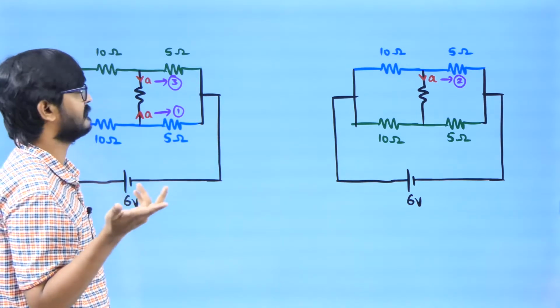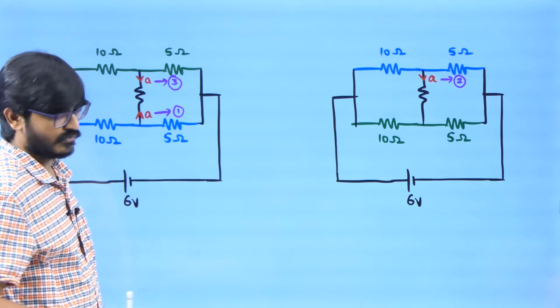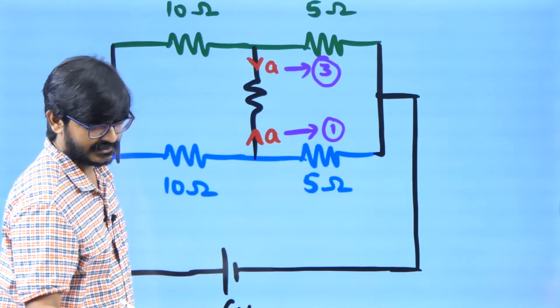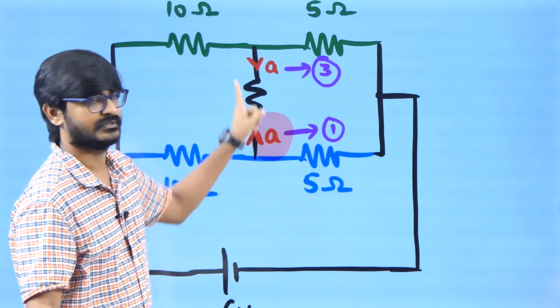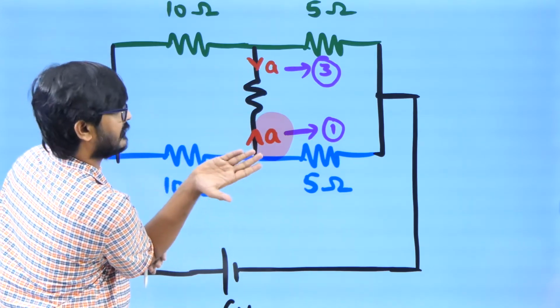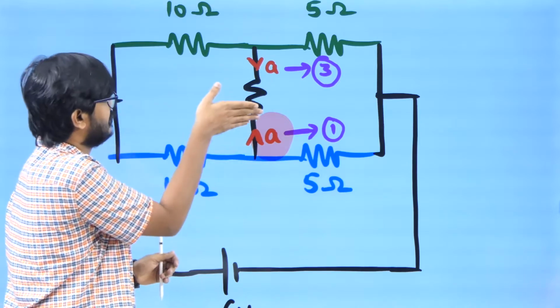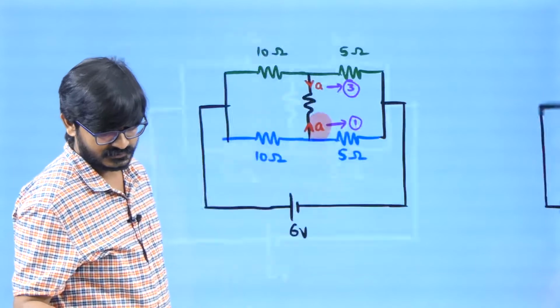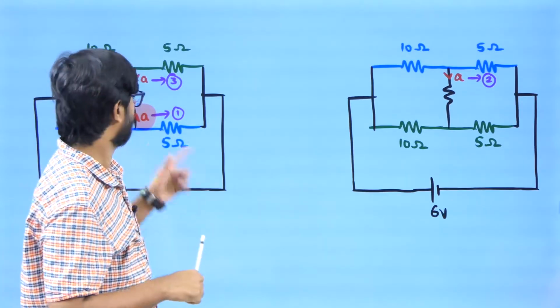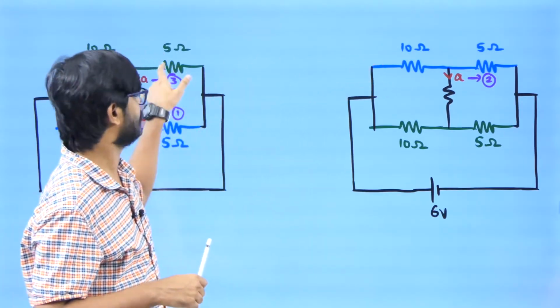So currents must be remaining same. What I am doing is I am assuming the current in this one is A, upwards. So if I rotate it, what will happen? This blue color thing will go up and this green color thing will come down.